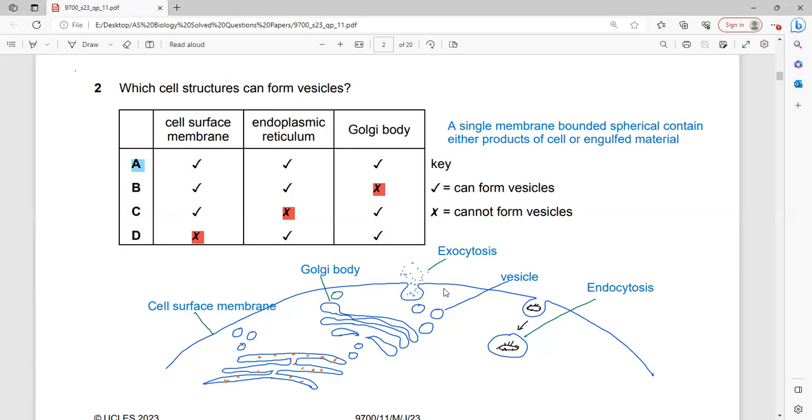The cell membrane is also performing exocytosis or endocytosis. So these three structures, the endoplasmic reticulum, cell surface membrane, and Golgi bodies, make vesicles. So option A is correct.